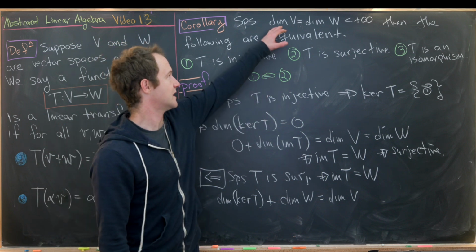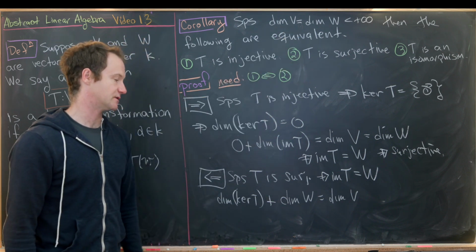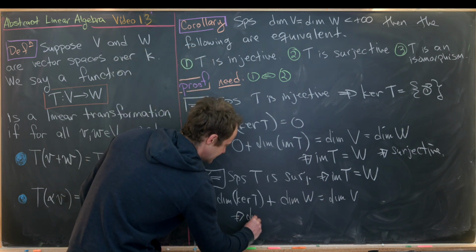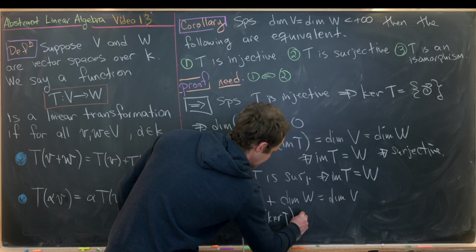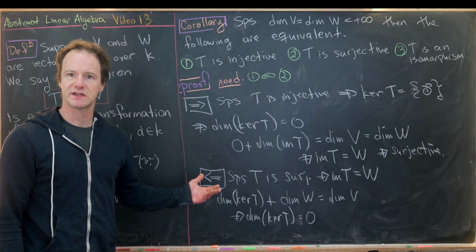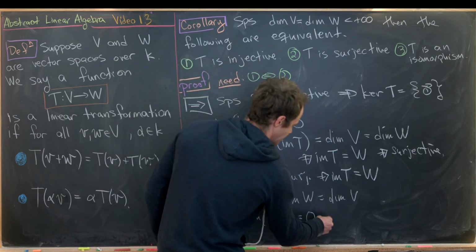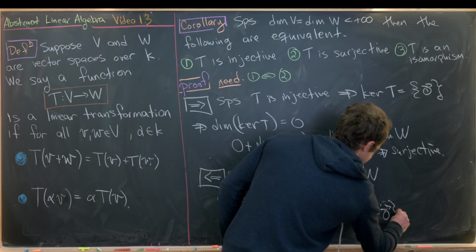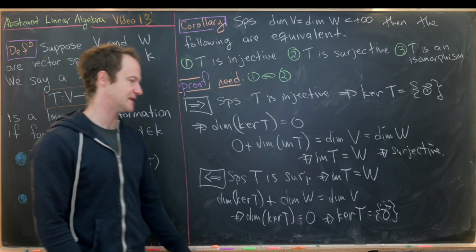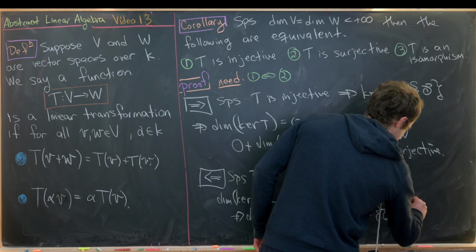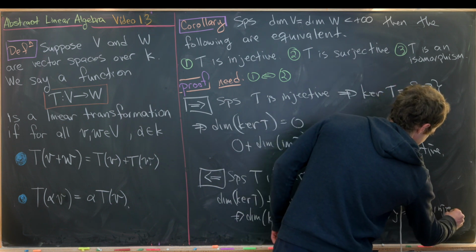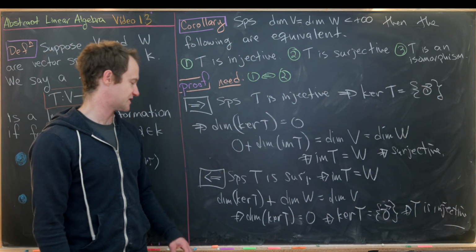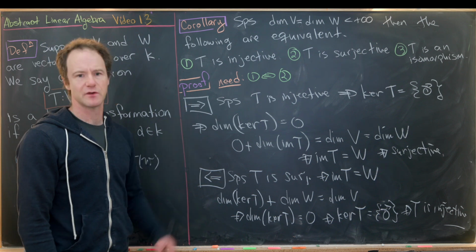But then we started using the fact that the dimension of V was equal to the dimension of W, so we can cancel those from both sides, giving us the dimension of the kernel of T equals 0. But there's only a single vector space that has a dimension of 0, and that's the trivial vector space. So that means we have the kernel is equal to just the 0 vector. But then by our previous equivalence, that's the same thing as saying that T is injective. Nice. And that's exactly what we need to finish this other direction. Okay, so there's that corollary.